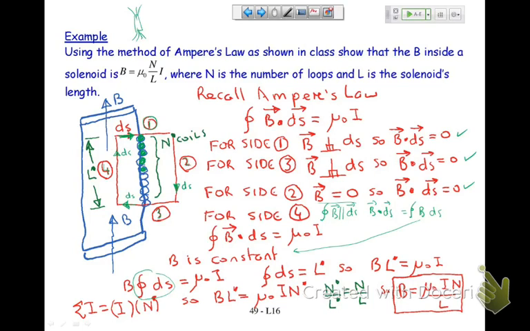The next thing is, I'm not given n dash and L dash, so how can I find them out? By symmetry, the ratio of the true number of turns to the true length is going to be the same as the number of turns inside the loop divided by the length inside the loop, because it's a uniform coil. So n dash over L dash is the same as n over L, and so my equation becomes that.